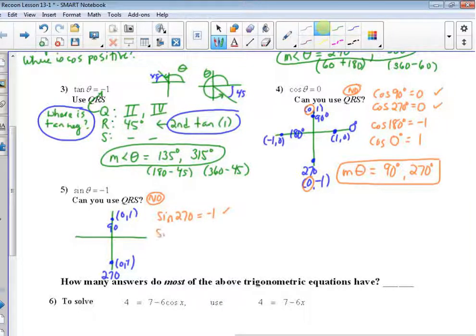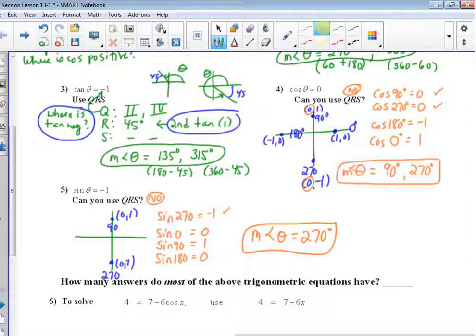If you check the sine of 0, you get 0. If you check the sine of 90, you get +1. And if you check the sine of 180, you get 0 again. The only one that worked was 270. So this one has only one answer. So the measure of angle theta, forgot the angle symbol on the last one, go back and put that in, is equal to 270. So if you go to your calculator, it would say the same thing. You cannot do QRS on quadrantals.